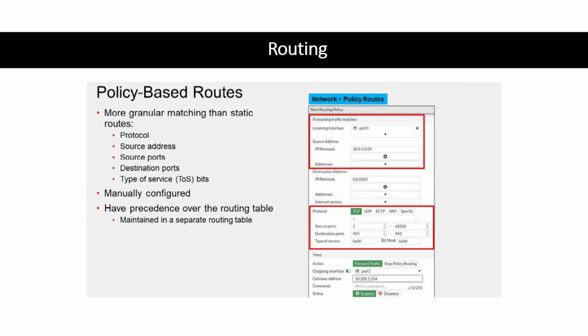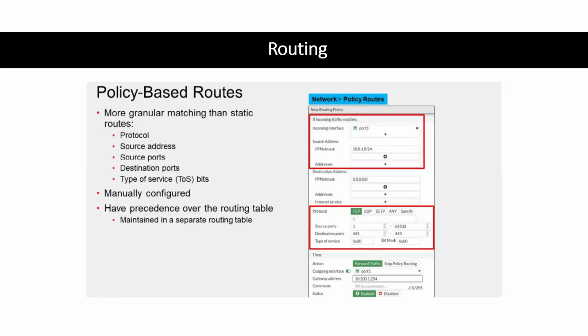But the key thing with dynamic routes is that it is the opposite of static routes. You're not configuring it manually. As long as you configure dynamic routing, your FortiGate will learn those routes automagically by connecting to other devices. Make sense?